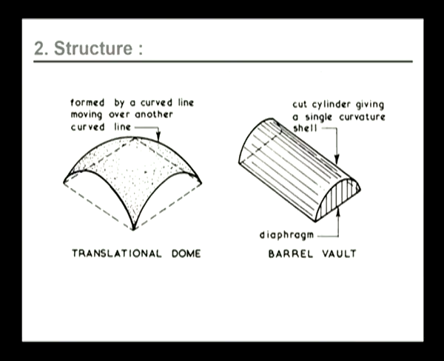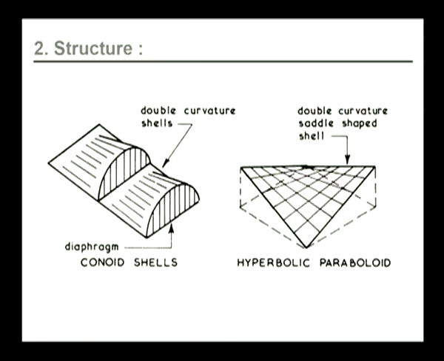This is an example of a translational dome which is formed by a curved line moving over another curved line. This is a barrel vault. A barrel vault resembles a cylinder cut through the longer axis of the cylinder. These are the combination of domes and other forms of structures. This is called a conoid shell, and this is a hyperbolic paraboloid.